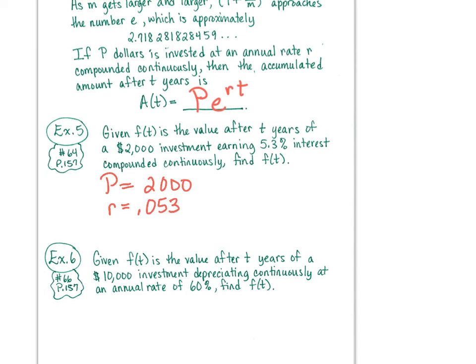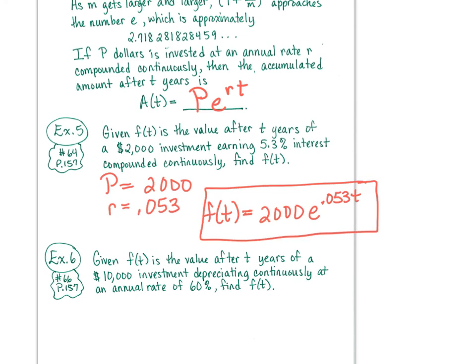And what can you do from here? Good. So F of T is equal to what? 2,000 e raised to 0.053 times t. Good. That's it. What questions do you have? You will definitely need to remember the formula here. Again, make sure if you need to use your cell phones, feel free to go in the hallway for that.